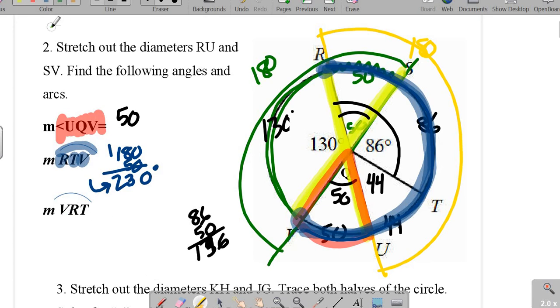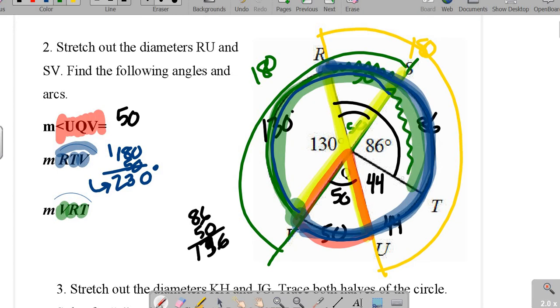VRT, now same three letters, but it's actually a different arc. You must follow that order, VRT. So V through R, ending at T, VRT. And if you look carefully, that's going to be 180 plus 86. Now those are major arcs. Three letters. Order does matter.